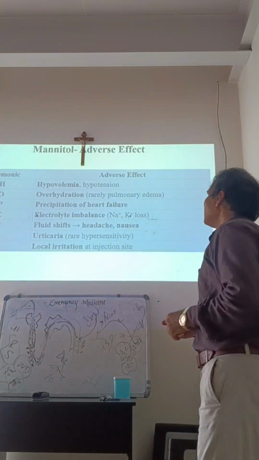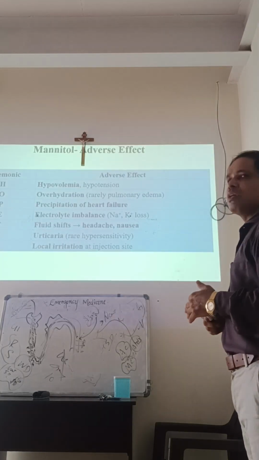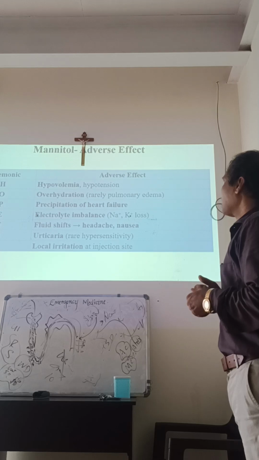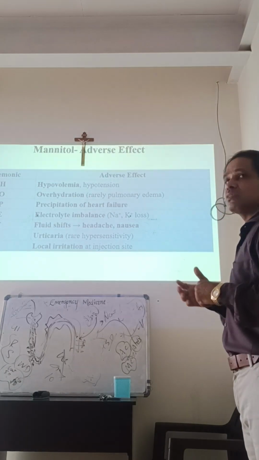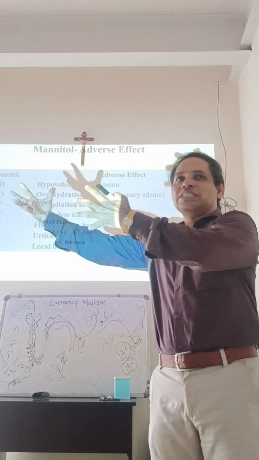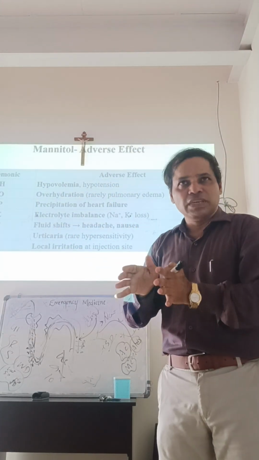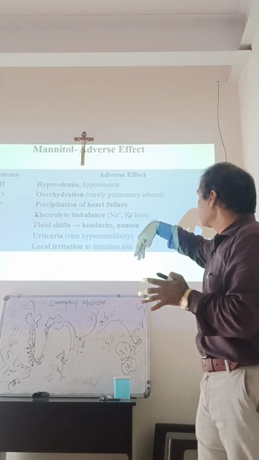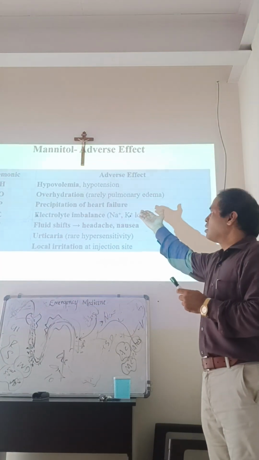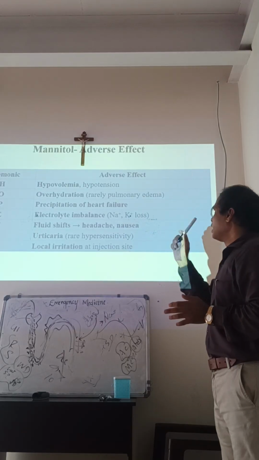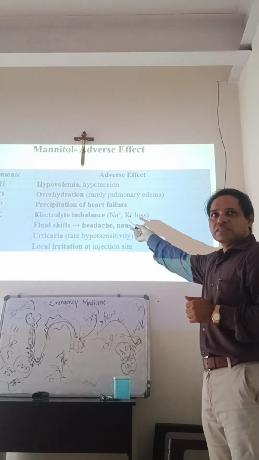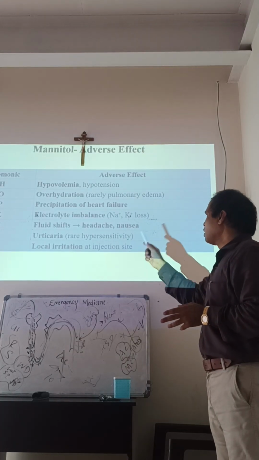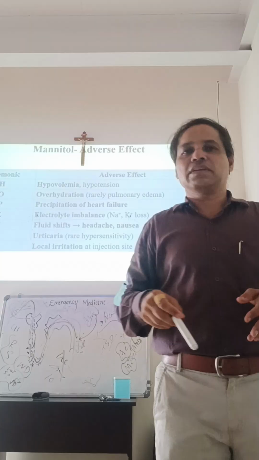Now the adverse effects. Hypovolemia, where the volume of the blood gets reduced. Hypertension, and overhydration, which rarely causes pulmonary edema because it is drawing fluid from tissue into blood. So blood volume initially increases, then it decreases when it reaches the renal system. Before that, it may aggravate pulmonary edema. Then precipitation of heart failure, electrolyte imbalance because the sodium level changes, then fluid shifts, headache, nausea, etc. Urticaria and local irritation at the injection site can occur.